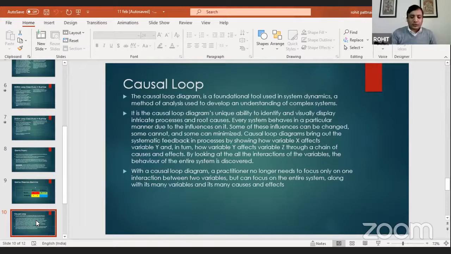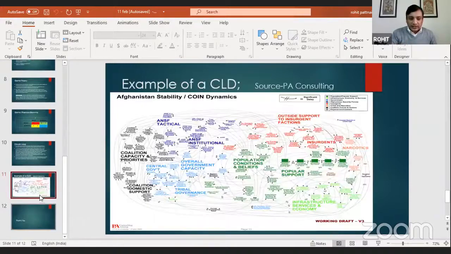I'll just give you a basic example. I'm not going to go too much in depth with it. This is a wonderful example which was done on understanding the Afghan insurgency. Just look at all the variables and the interplay, and this will give you an idea. The reason I'm not going too deep into this is because it requires a couple of classes for y'all to understand how to do the causal loop. But I just wanted y'all to understand that this is also a tool which can be used. Tomorrow, your teachers will obviously go into detail and teach you how to do causal loop diagrams.